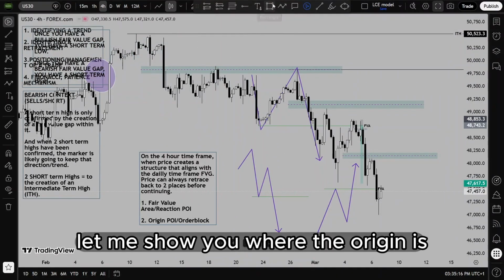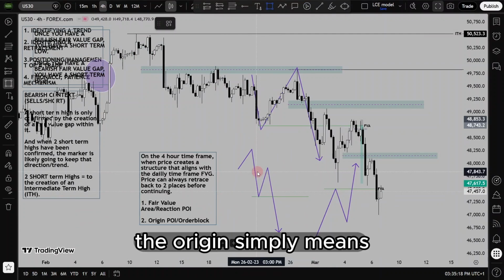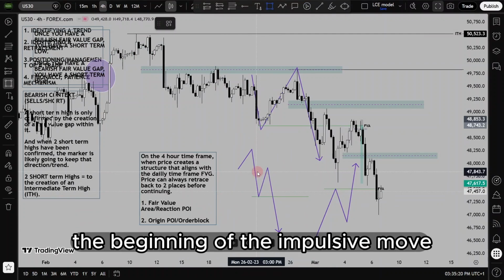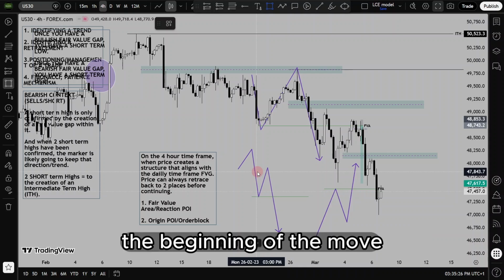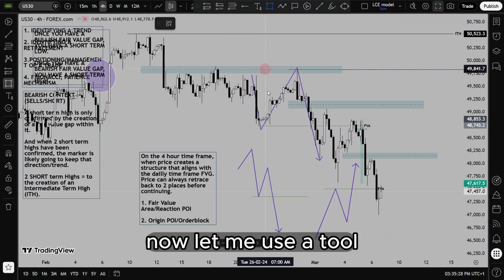Let me show you where the origin is. The origin simply means the beginning of the impulsive move. All right, the beginning of the move. Now let me use a tool.